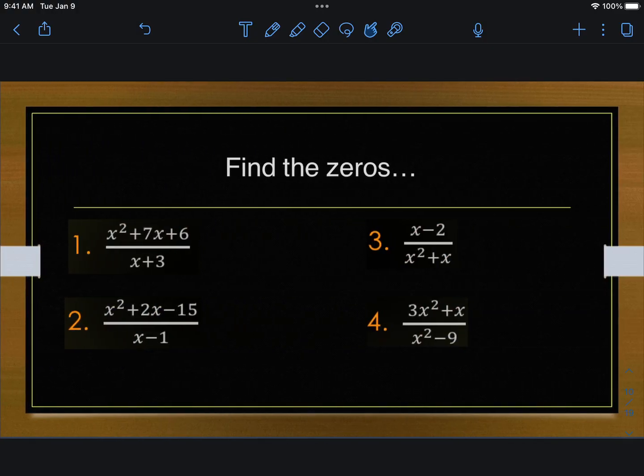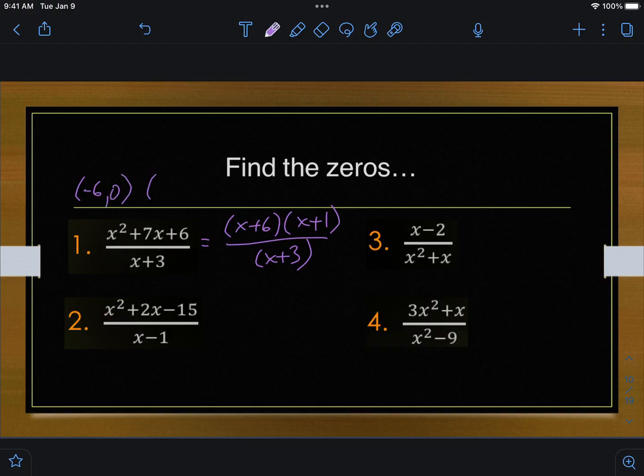All right, so I've got a few examples here. What we want to do is factor the top and the bottom if we can. So this one is going to be x plus 6 and x plus 1 over x plus 3. And notice that nothing cancels out here. That's important. If something cancels out, it is not a zero. All right, so our zeros for number 1 are going to be at -6, 0, right? So it's an xy coordinate. And at -1, 0. Those are the two coordinates for our two zeros.